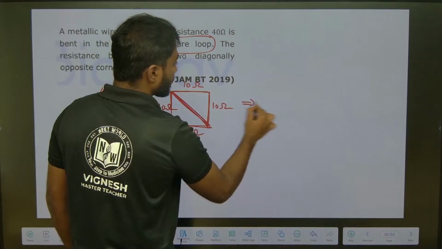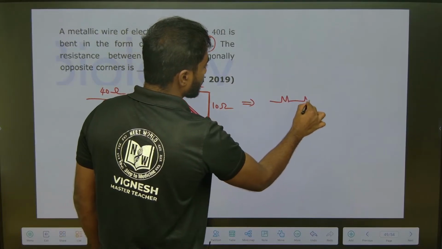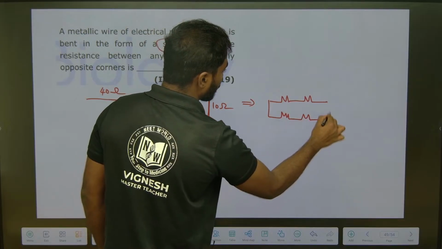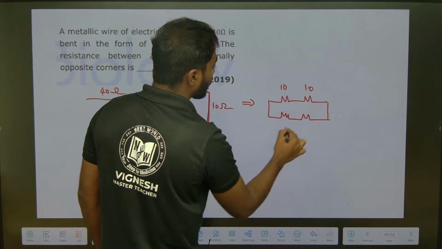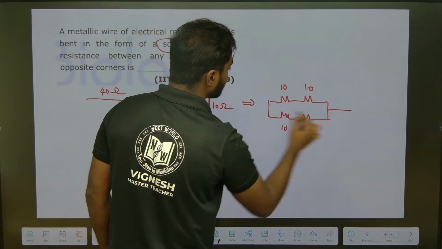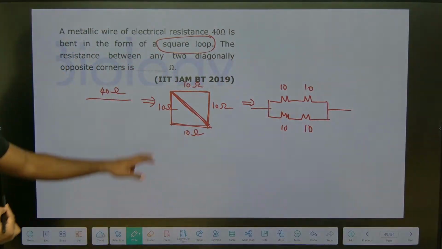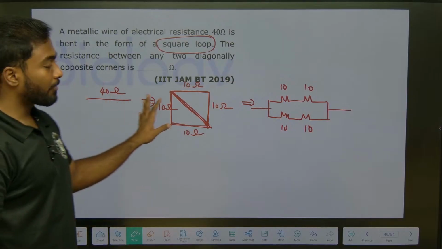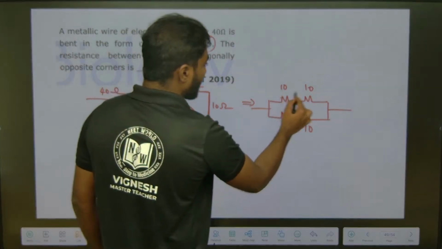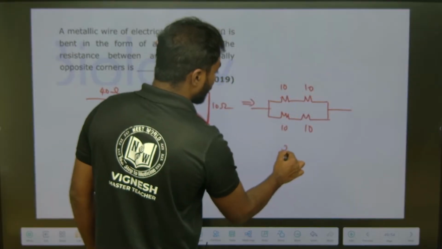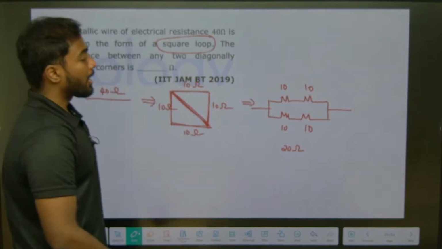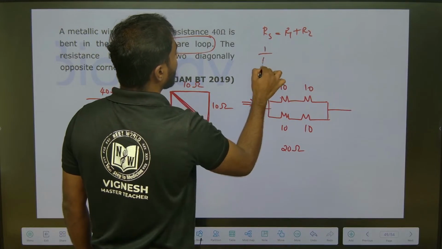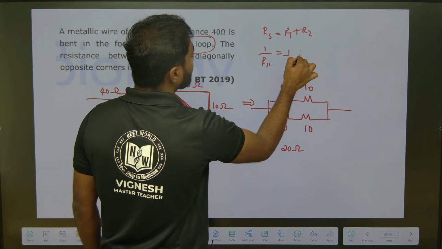I will write here: first, second, third, and fourth. So 10 ohm, 10 ohm, 10, 10. Correct? I have taken any one diagonal. This is how it will look. So 10 and 10 will be 20 ohm. For series, R series equals R1 plus R2, and for parallel, 1 by R parallel equals 1 by R1 plus 1 by R2.